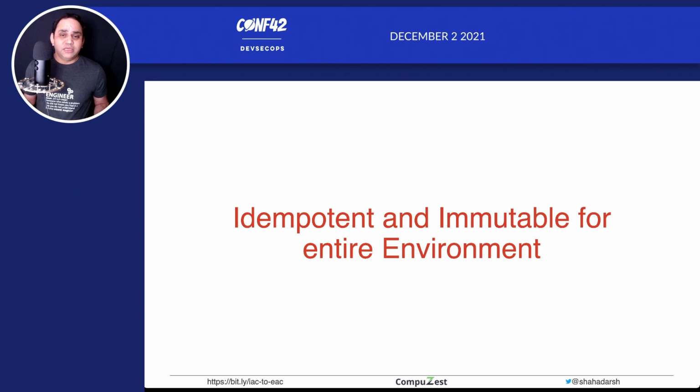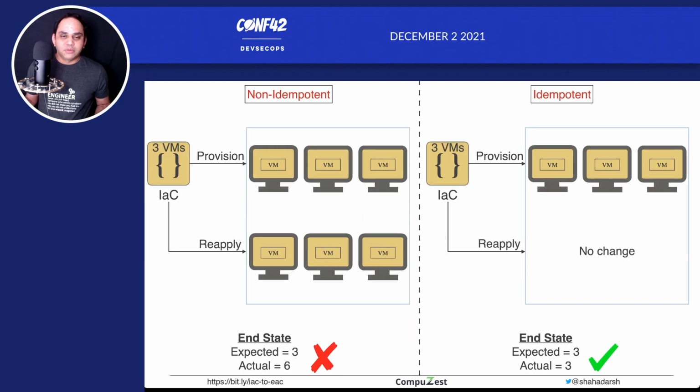Idempotency and immutability are key principles for infrastructure as code. How do you apply these to an entire environment? Let's first understand what they mean in case you're not aware of these principles. Idempotency means no matter how many times you run your IaC or your code and what your starting state is, you will end up with the same end state.